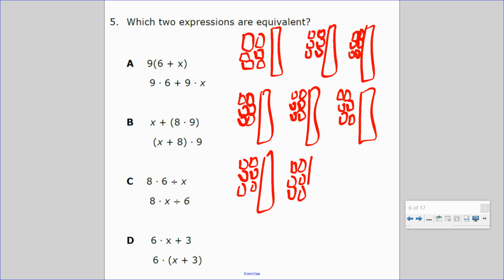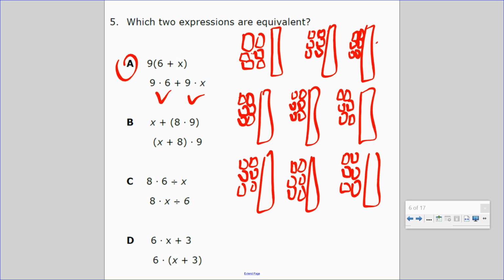This is the 8th group, and this is the 9th group. So, how many positives, how many 1s do we have? We have 9 groups of 6, check. And how many x's? 9 groups of x, check. A is the answer. Some of you may look at this and say, oh no, I am not going to do this. Do you remember the distributive property? What is 9 times 6? 54. Plus, what is 9 times x? 9x. That is the same answer.